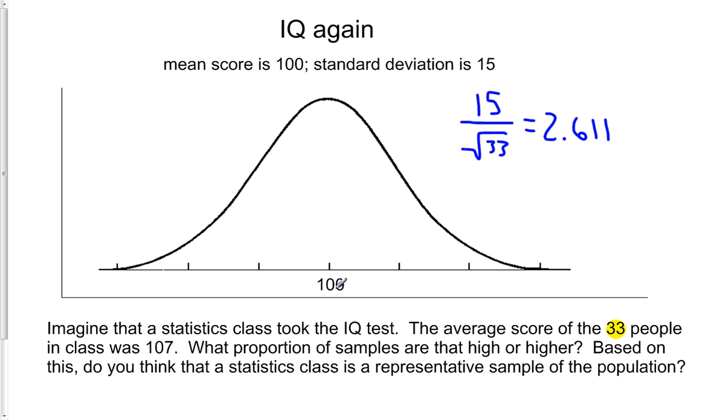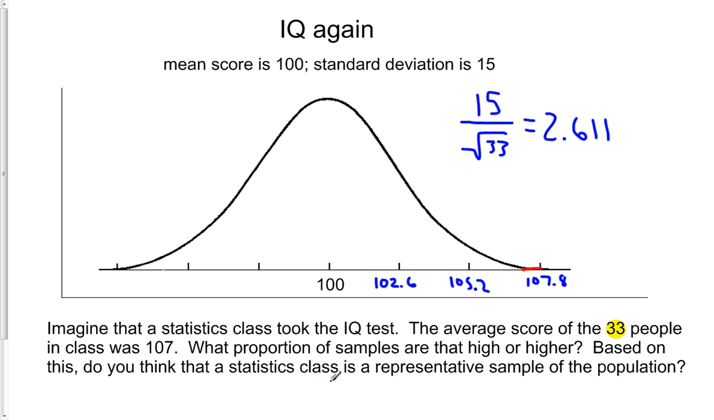So we're looking at our normal curve. I'm just going to get some rough numbers in here. One standard deviation up from the mean of 100 is going to be 102.6, we'll say. And then one more up from that is going to be 105.2 approximately. Those are just estimates. And then one more standard deviation up from there is going to be 107.8 roughly. So the average score was 107. So 107 is somewhere very close down on this end. What proportion of samples are that high or higher? So we're shading to the right.